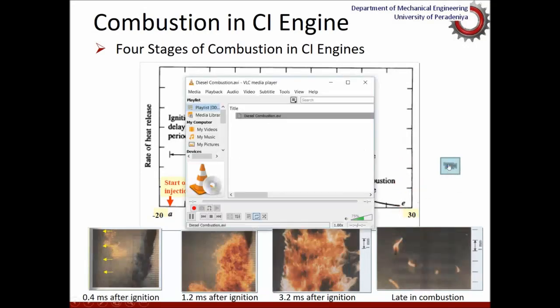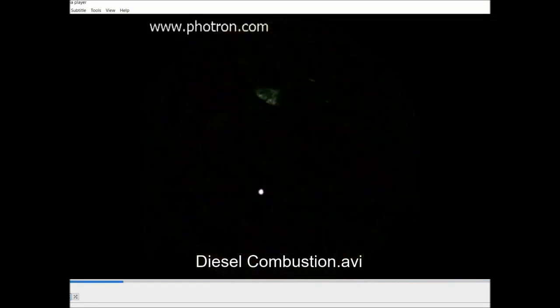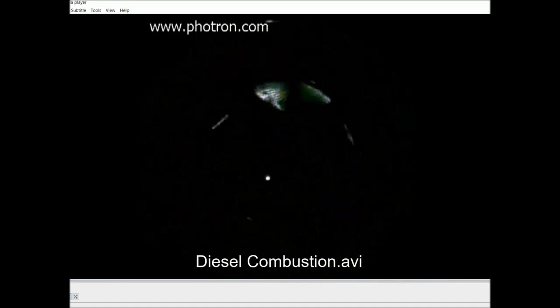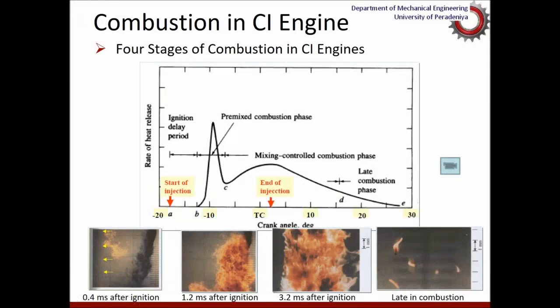If I show you a small video clip about diesel injection, as you can see, the injection takes place all around the combustion chamber, radially outwards. As you inject, the combustion takes place. It's not pre-mixed combustion, it's more or less diffusion combustion. Now, these are some more pictures of how this flame propagation takes place.